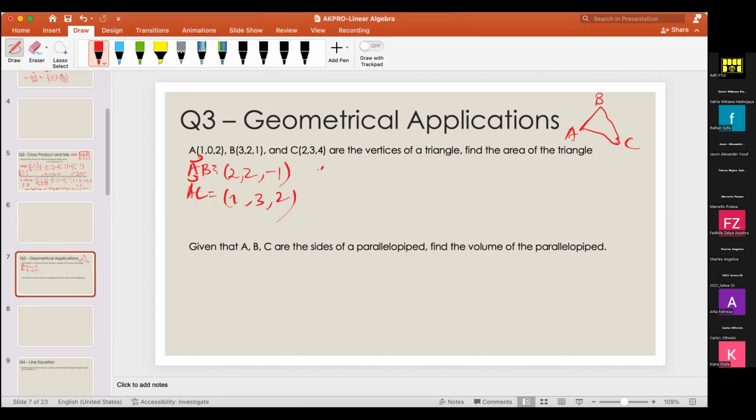Okay, and in order to find the area, we need to do the cross product of these two vectors, AB cross AC. However, bear in mind, I'm sorry, not the cross product, but the norm of the cross product. The norm of the cross product is actually the area of a parallelogram, which looks like this. To find the area of the triangle is half the norm.